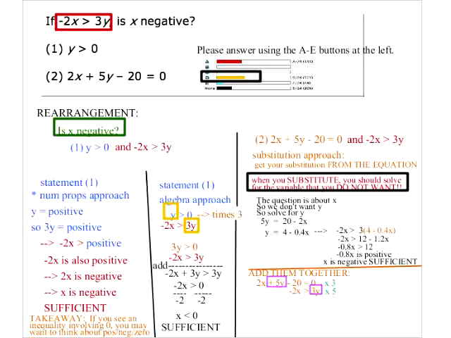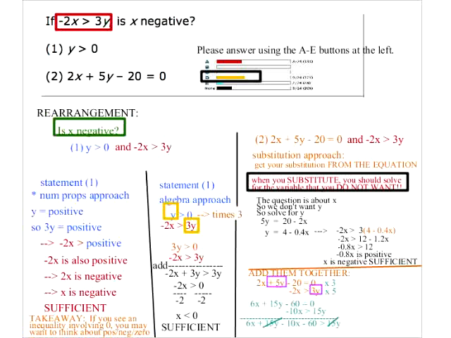So if you multiply the first one by 3, you get 6x plus 15y minus 60. And the second one times 5 gives you negative 10x is greater than 15y. So these can be added together. If you add these together, you get 6x plus 15y minus 10x minus 60 is greater than 15y. So the 15y's go away. You can subtract those out.